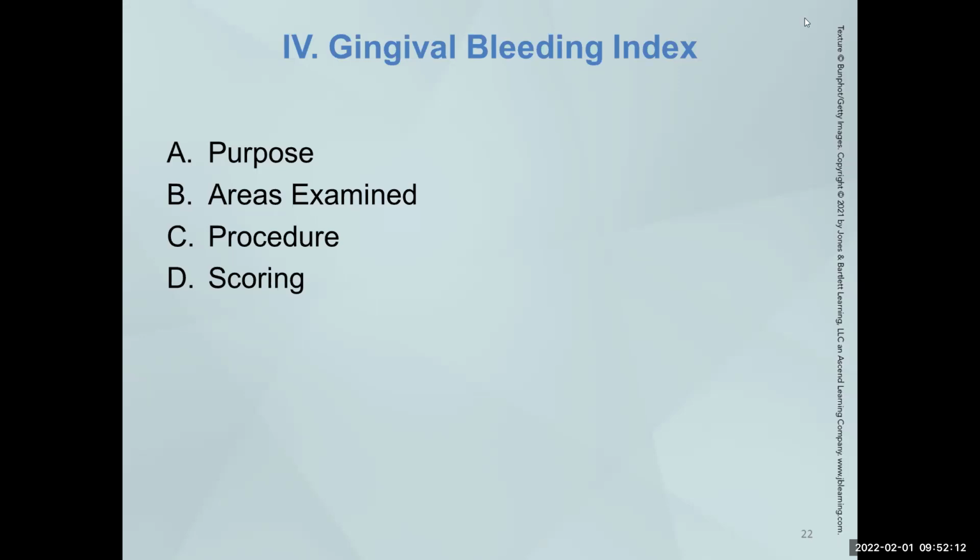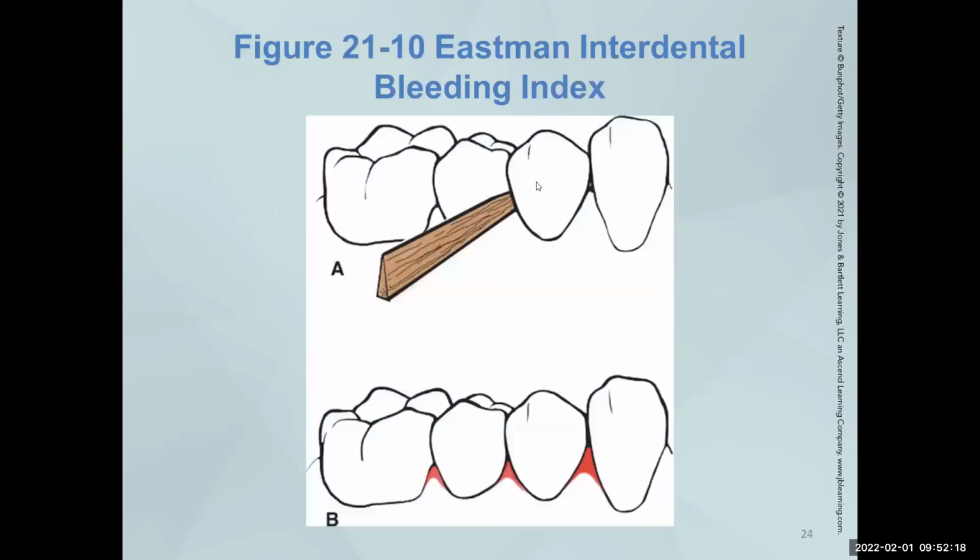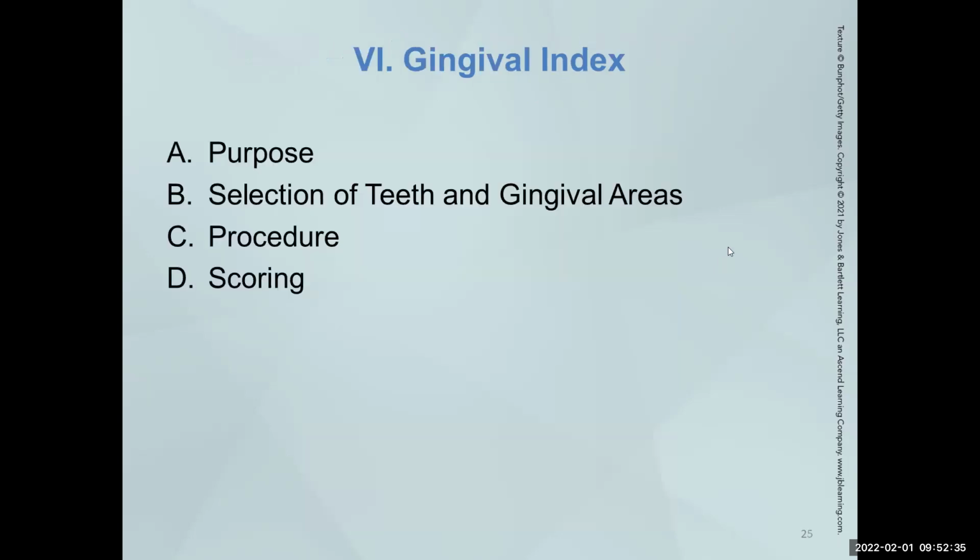And there's different ways to determine this. Eastman Interdental Bleeding Index is one. This is where you take a stimulant and you push this in 4 times, 1, 2, 3, 4, and you see if you get any bleeding. Don't use that anymore, but the boards go over that. Your gingival index.